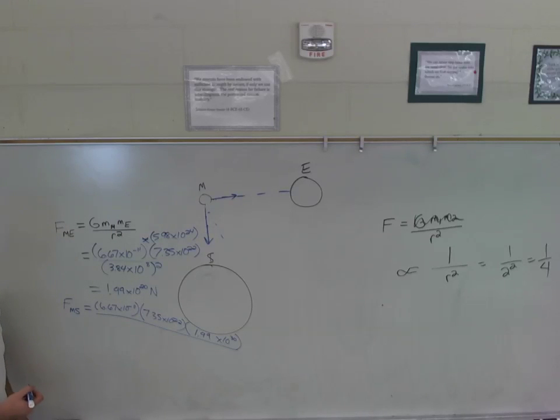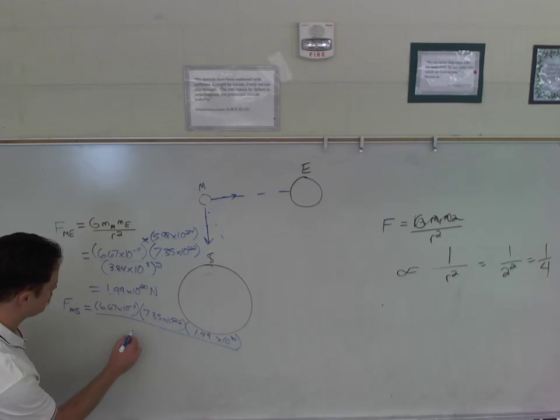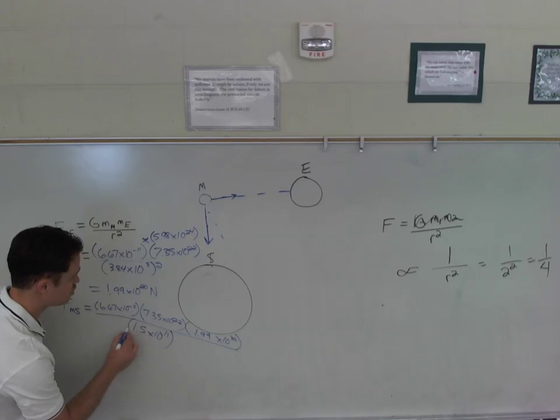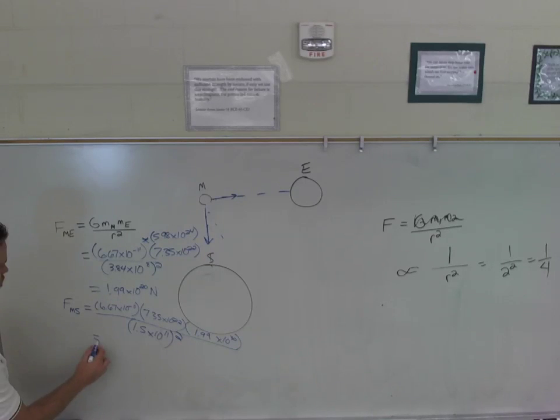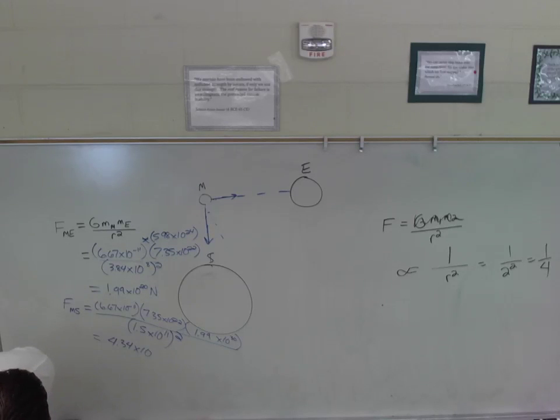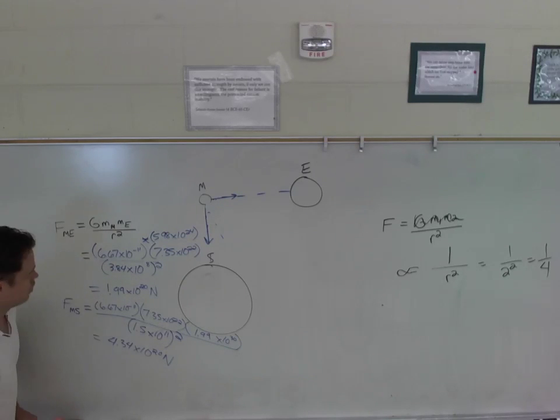But you don't know the distance from the moon to the sun. They have it written down in our problem, but you'd have to look it up if it's not on your page. Earth to sun and moon to sun. What was it? 1.5 times 10 to the 8th kilometers. So 1.5 times 10 to the 11th meters, squared. And then we get that answer, which we'll just take theirs: 4.34 times 10 to the 20th newtons.